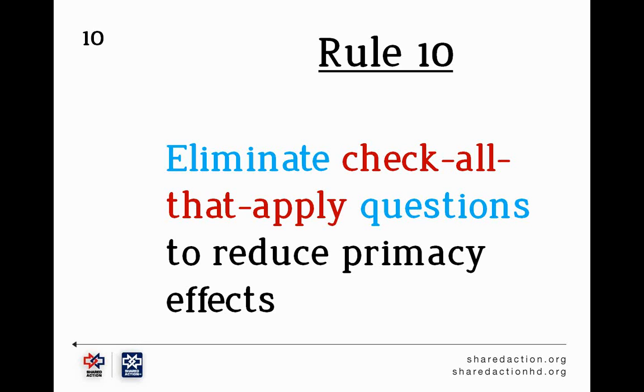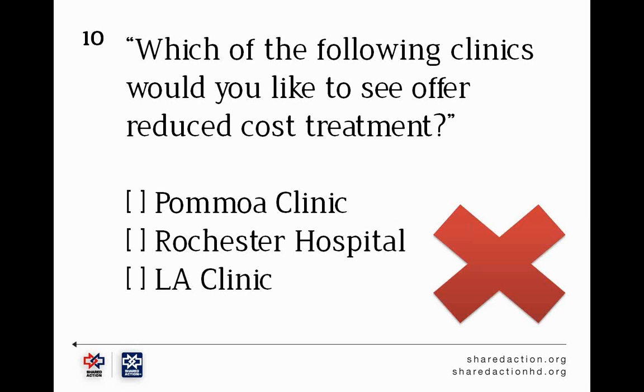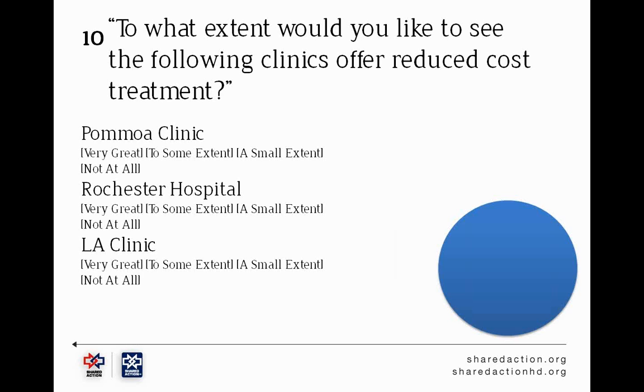So if you have 10 options they can check down, they're much more likely in the end to check the first 3 to 5 than they are to check 6 through 10, because the first 5 that they read are going to stick out in their mind a lot more. Which of the following clinics would you like to see offer reduced cost treatment? Here's a question that's just check all that apply. And what you need to do to fix this is break it down into one question for every response category.